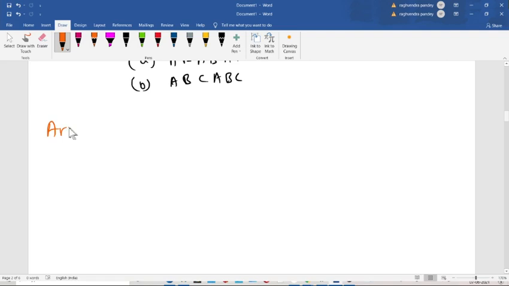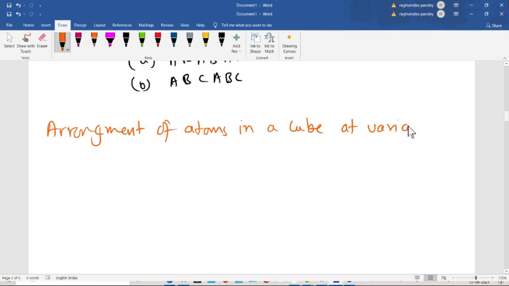the arrangement of atoms in a cube at various points and their contribution.